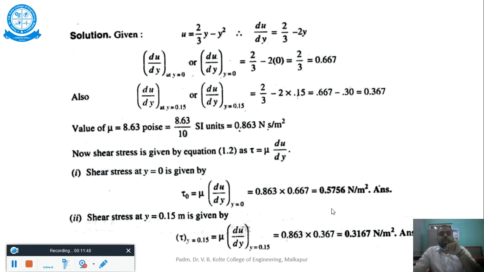Such types of numericals are always asked in university examinations, so we have to prepare for that. Simply we have to remember the formula, that is Newton's law of viscosity, tau equal to mu into du by dy. The velocity profile is already given in the numerical. The value of mu is also mentioned. Okay.